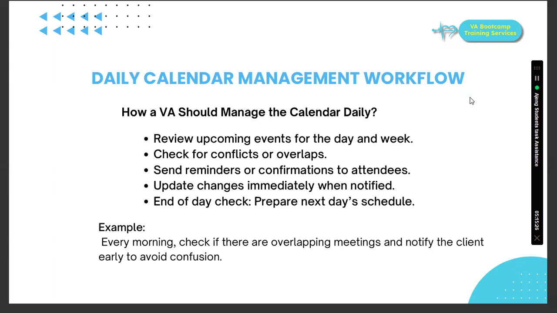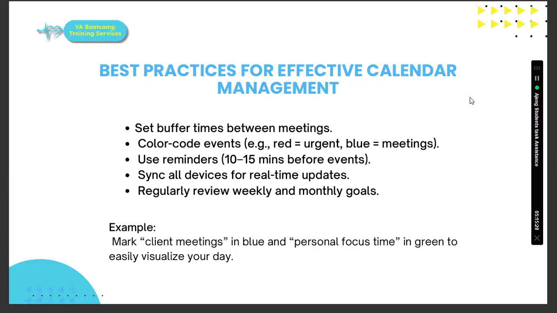Okay, next. So these are the best practices for effective calendar management. You can set buffer times between meetings. You can also use color-coded events, for example, for urgent, red, and for meetings, you can use blue. And then use reminders 10 to 15 minutes before events, and then sync all devices for real-time updates, and then regularly review weekly and monthly goals.